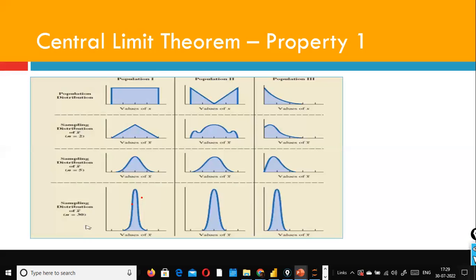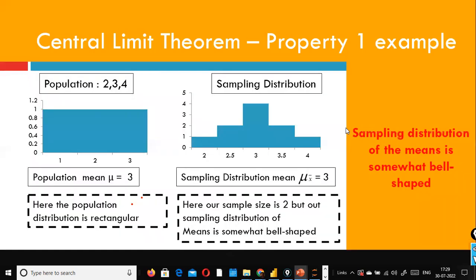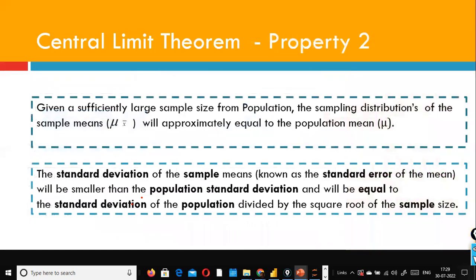And another property of the central limit theorem. So now you understood property one: irrespective of the type of the distribution of your population, when you draw samples of 30 or more, it will become approximately normally distributed. And the second thing to remember is, for a sufficiently large sample, the distribution of sample means will approximately equal the population mean. The sampling distribution of the sample mean will approximately equal the population mean. This is also one of the important things you need to remember.